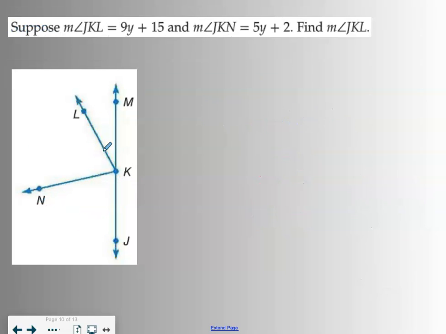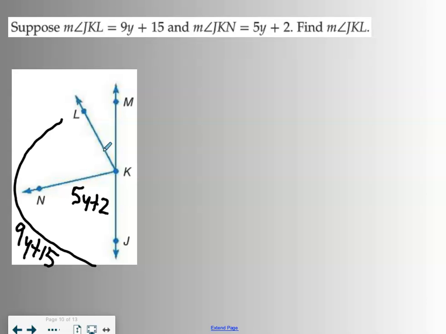This time it says, suppose the measure of angle JKL, so this huge thing, is 9y plus 15. And the measure of angle JKN is 5y plus 2. Find the measure of angle JKL. So what's the relationship between the whole thing and this guy right here? 5y plus 2 is half. Right, the whole thing, this is half of it. So it's bisected. So you can double this, or take half of that. I don't like fractions, so I'm going to double this because I like whole numbers.